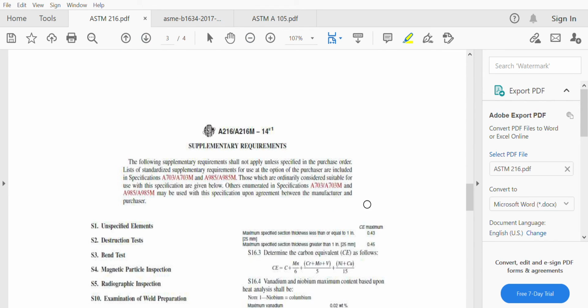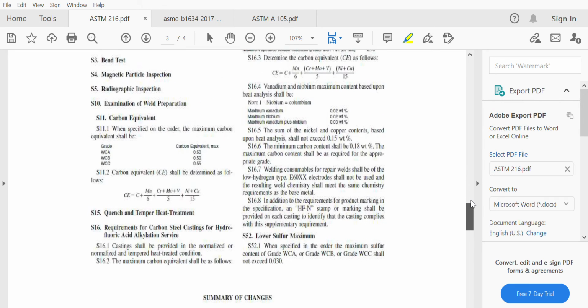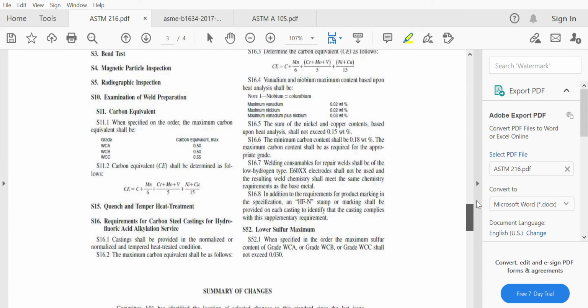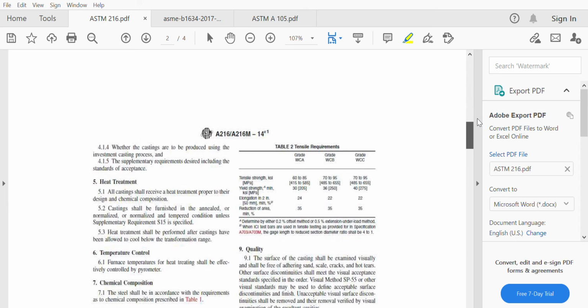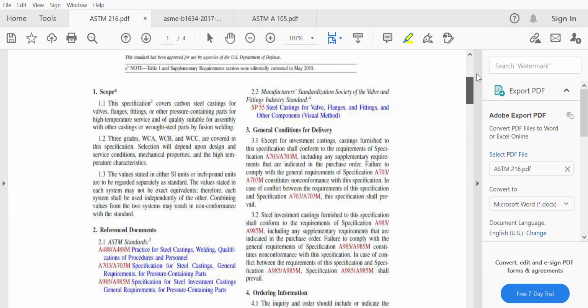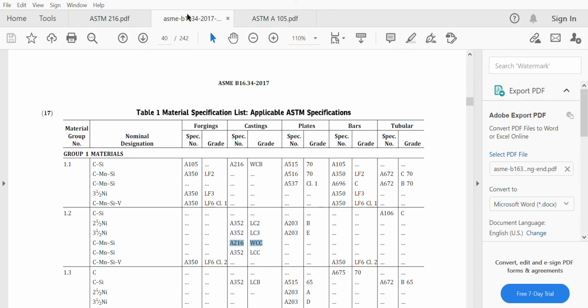Next, if we go into further pages, there is nothing more for us. Though it is a 4-page standard, everything finishes in page 3 almost. What we need to know is basically the chemical composition that we have already seen. Now if we go to ASME B16.34, we can see that in this particular group of material 1.1, there is another one for the forging category. The commonly used standard is A105. So let's go to A105 and see what is inside it.